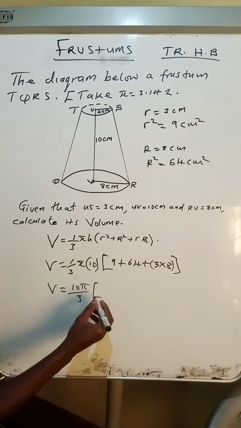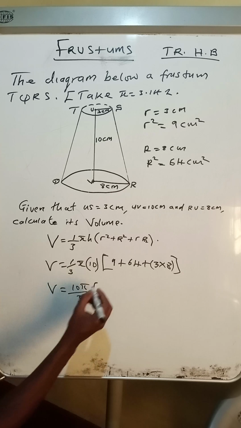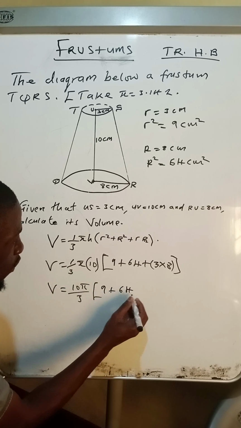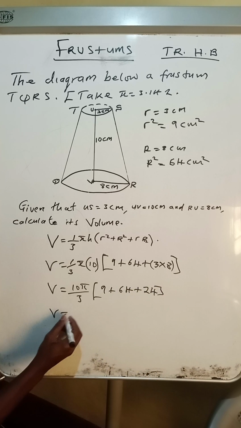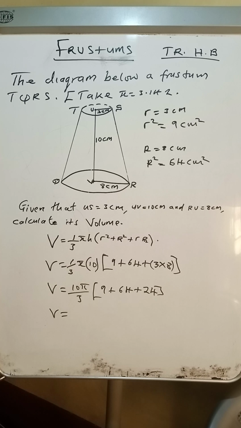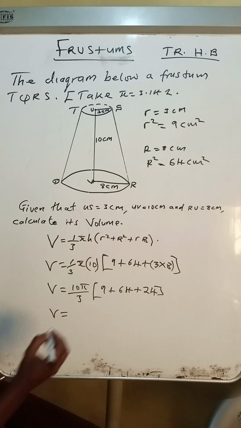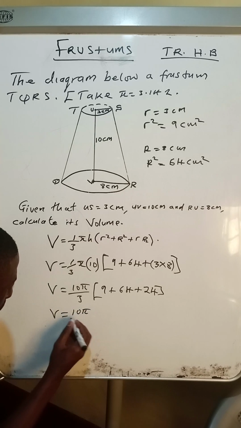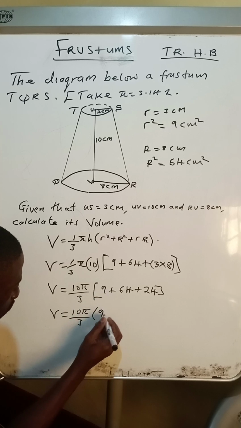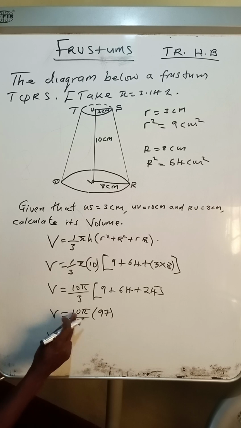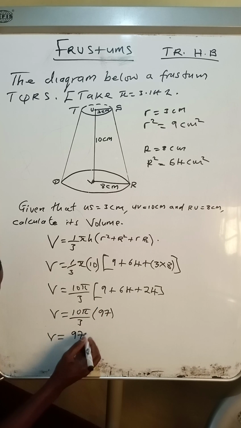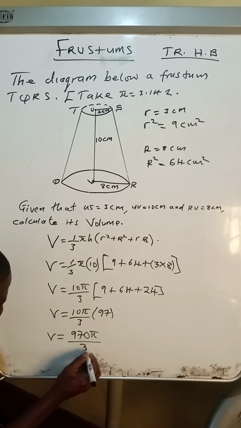We are multiplying: this is 9, then plus 64, then plus 24. So our volume will be equal to 10 pi over 3 times, when we add, 97. So our volume will be equal to, we can multiply this to give us 970 pi, then we divide that by 3.